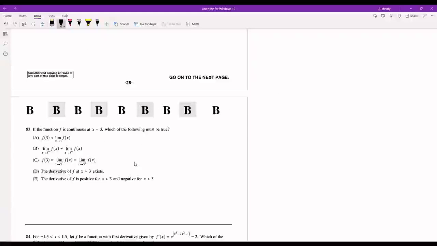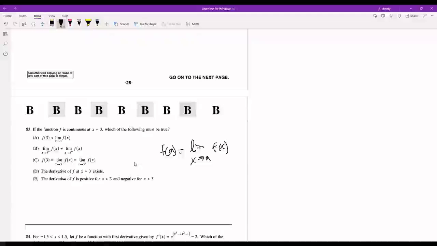83. If the function f is continuous at x equals 3, which of the following must be true? So if a function is continuous, that means that at a certain x, f of x equals the limit as x approaches a certain value a, like this. If a function is continuous, this will be satisfied.